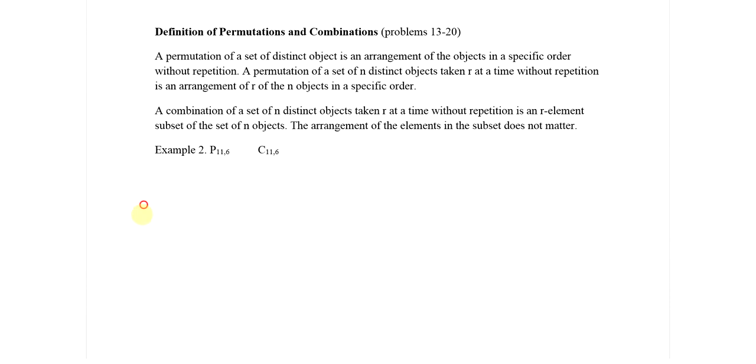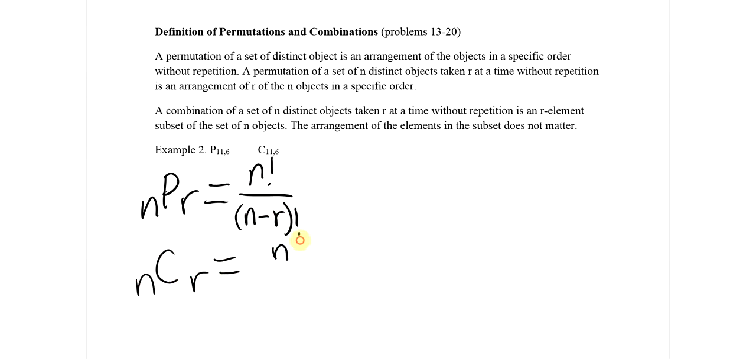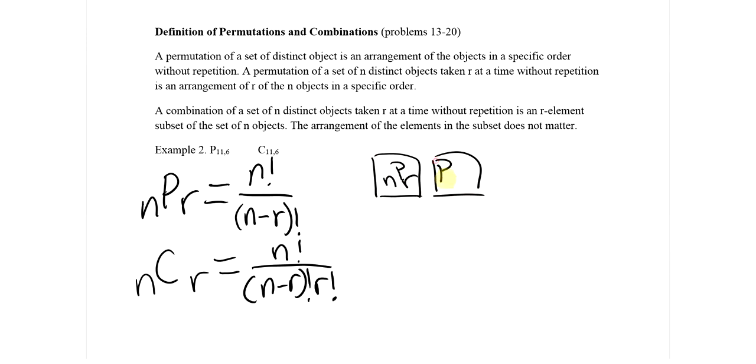So our two equations for permutations and combinations: n factorial over n minus r factorial is permutations, and nCr for combinations is n factorial over n minus r factorial times r factorial. So the number of combinations you have is always smaller than the number of permutations you have, because we're getting rid of those repeated choices. On your calculators, you should have a button that either says nPr or Pnr, and the same thing for combination. You should have nCr or Cnr, and you can use those for permutations and combinations.